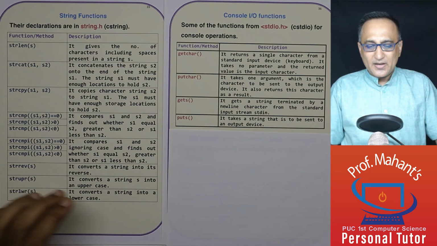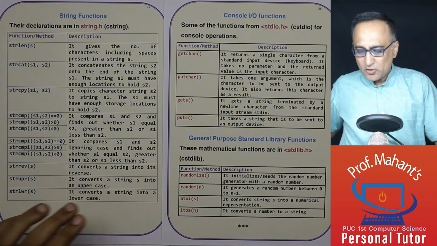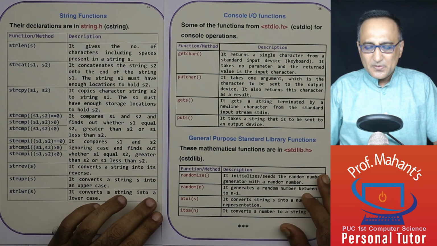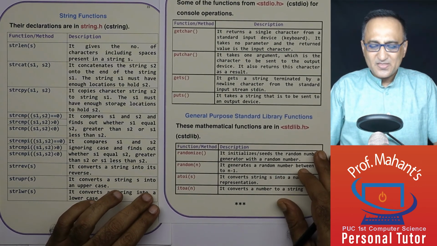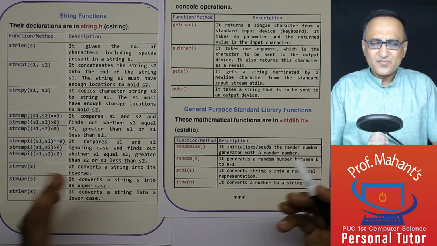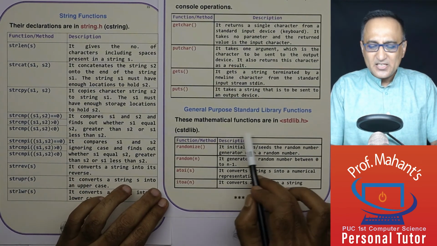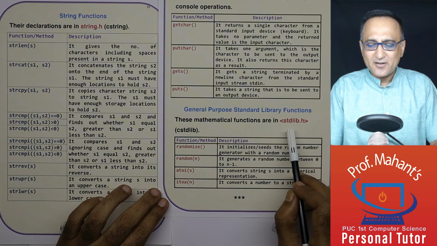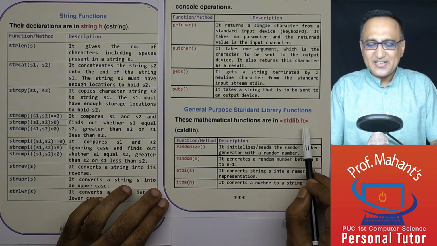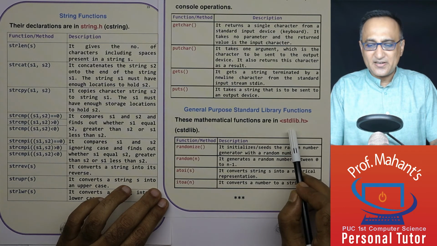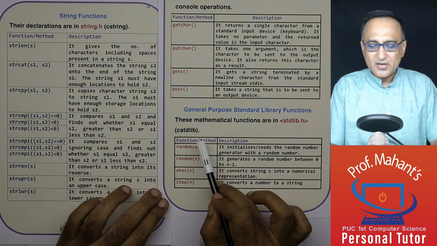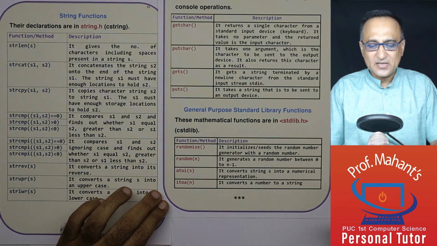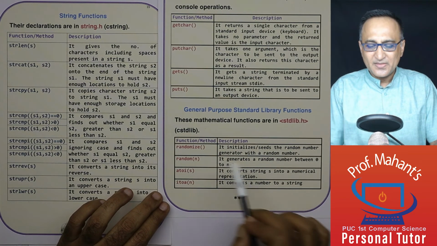So now let's take a look at the last but not the least. These are some general purpose library functions. These are again mostly mathematical. These mathematical functions are in a header file called stdlib.h. std stands for standard, stdlib.h or cstdlib in the standard C++ programming language.